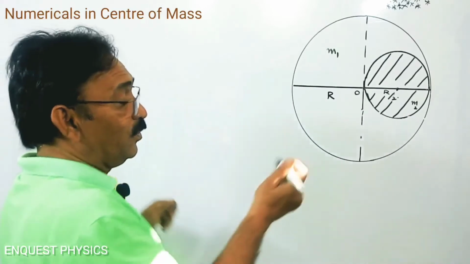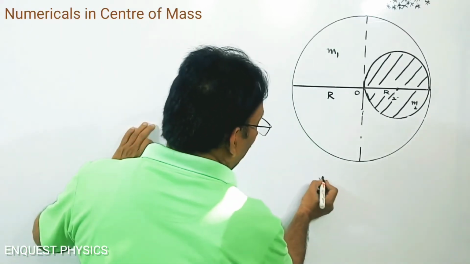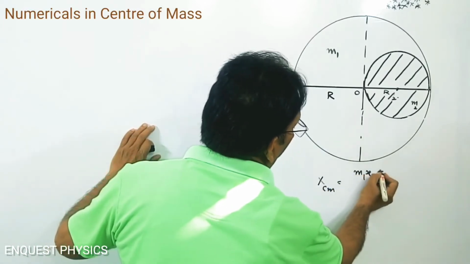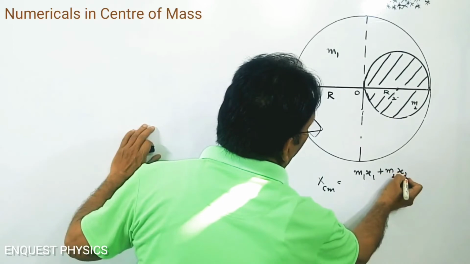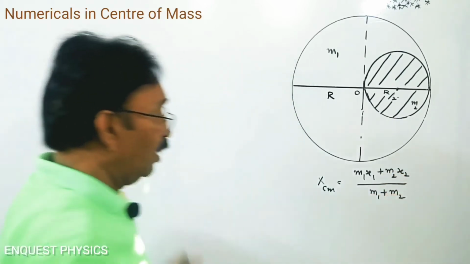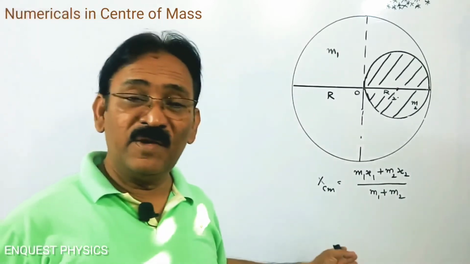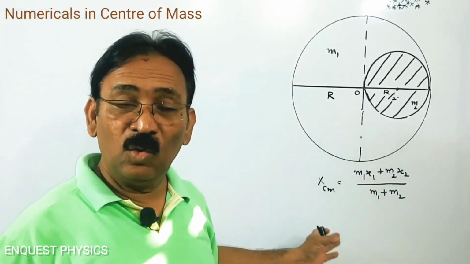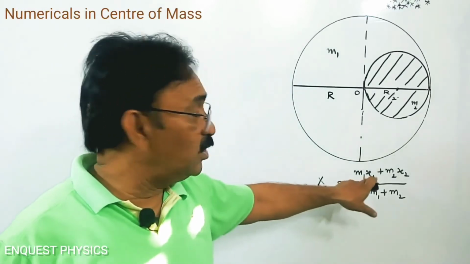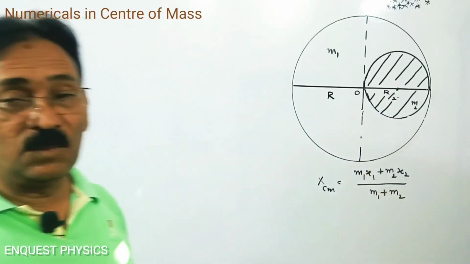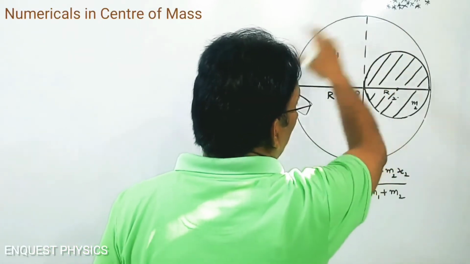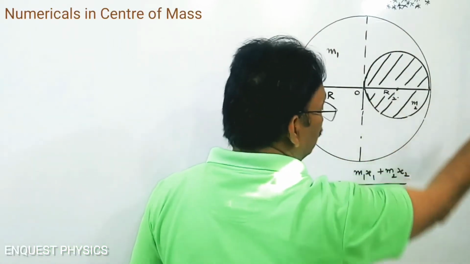You have learned that to find the center of mass, we have an equation: xcm is equal to m1 x1 plus m2 x2 upon m1 plus m2. You can see the same thing in my previous video on center of mass of a two body system. If you didn't watch it, please go and watch it. Here we have to find out the mass. I said initially it has a mass of m1 and the removed portion has a mass of m2.